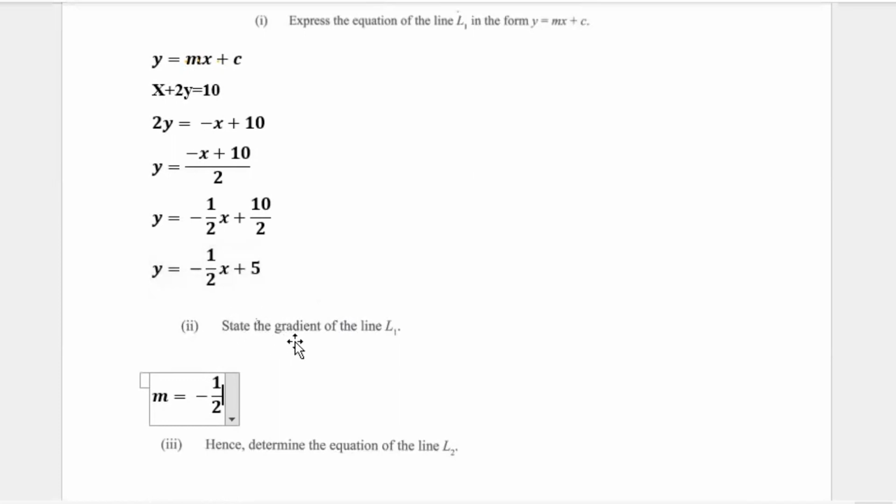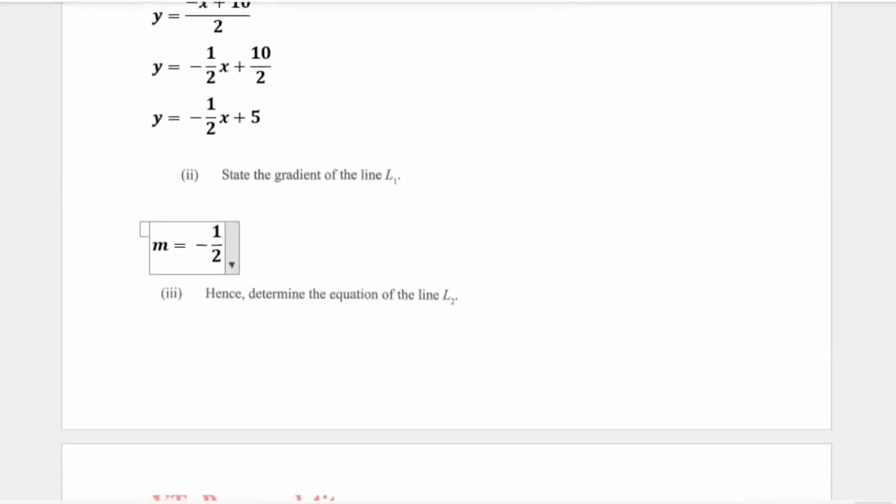Then it says state the gradient of the line. So we know that from our formula, m is representative of our gradient. All we looked at is what value is in the gradient position, and that is how we got minus a half here. Part 3 now says, hence determine the equation of the line L2.